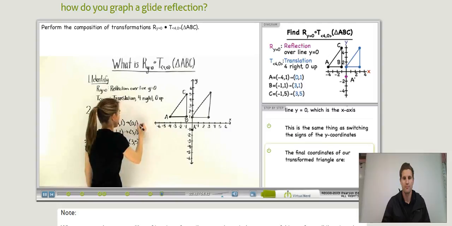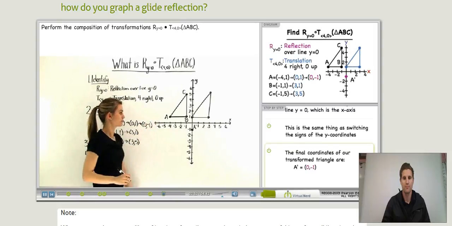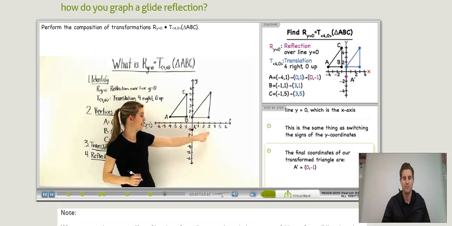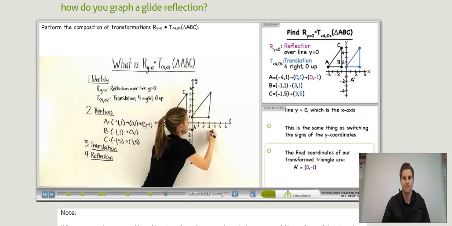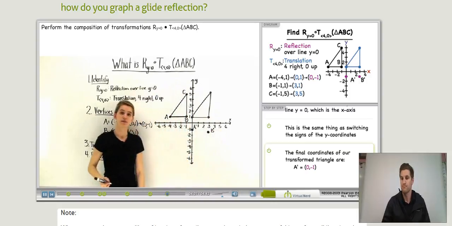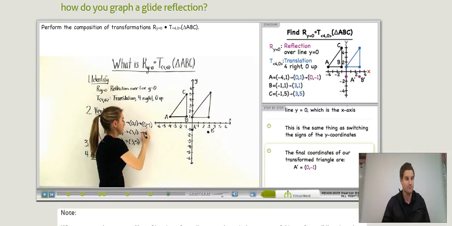So, 0, 1 is now the point 0, negative 1. And we can call that a prime. So this is now the point 0, negative 1. If we reflect this over the x-axis, it's now the point 3, negative 1. And we can call that b prime.